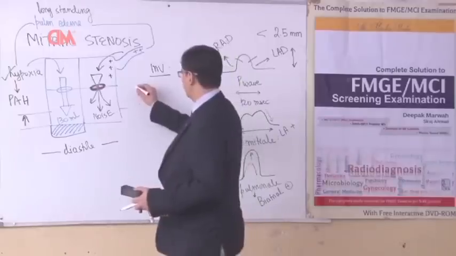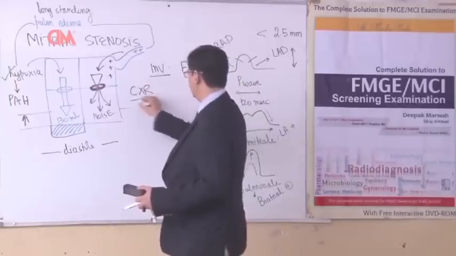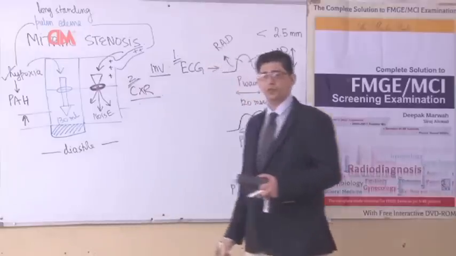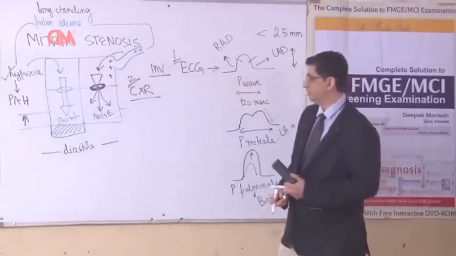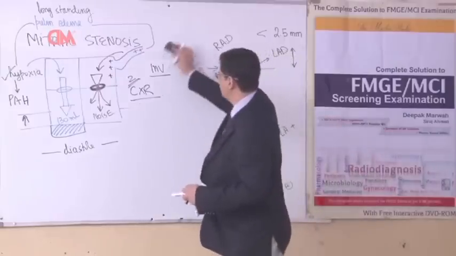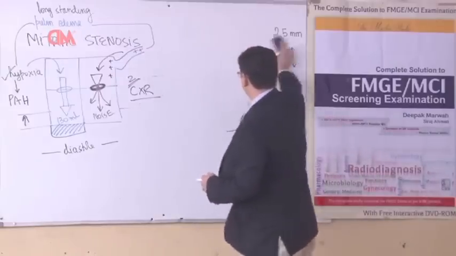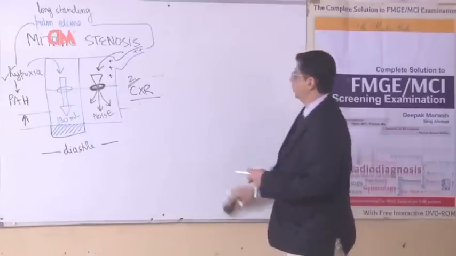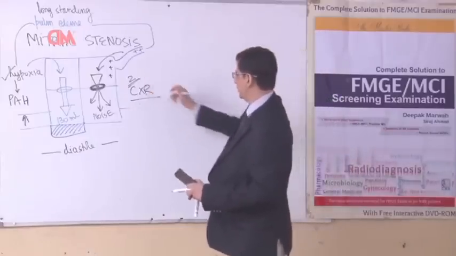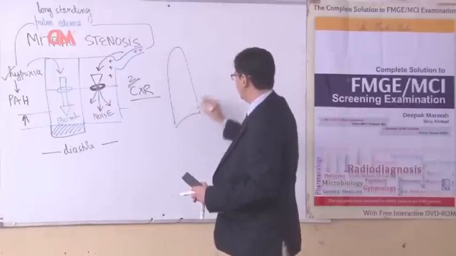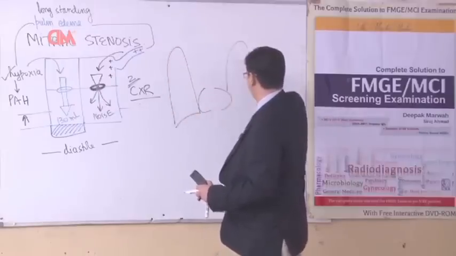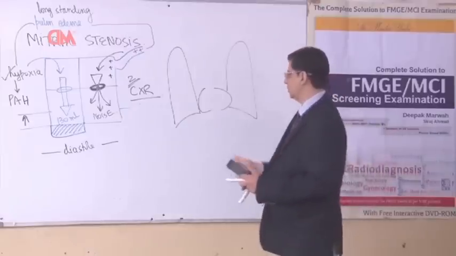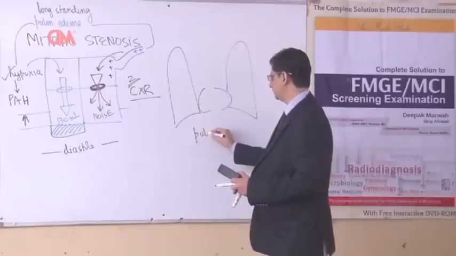In patients of mitral stenosis, the second investigation that I would like to do after ECG will be a chest X-ray. And when I do a chest X-ray of the patient, I will be able to see some evidence of pulmonary edema in the patient. In all patients of mitral stenosis, especially if they are not on treatment or on inadequate treatment, if you look at the X-ray of the patient, you will be able to see evidence of pulmonary edema.